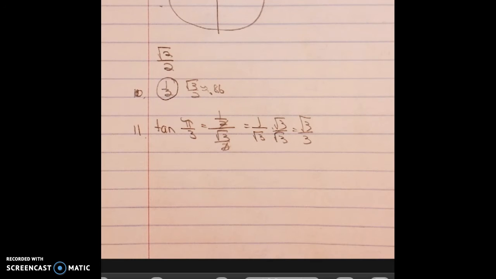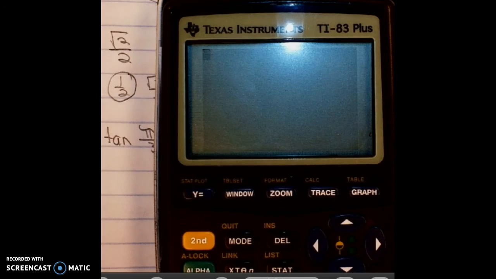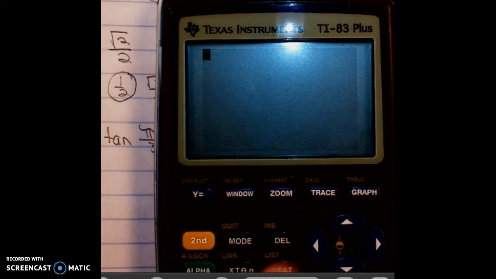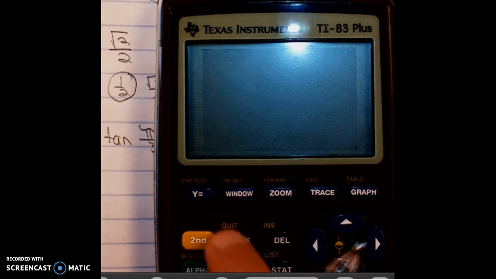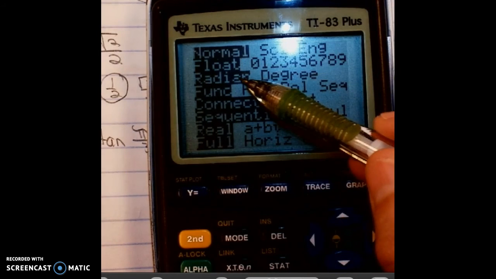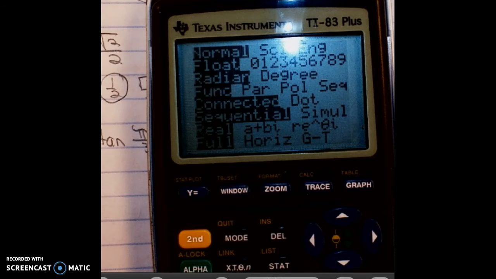Okay, 12 through 17 are on your calculator, so I'm going to grab that. All of these are in your calculator. First thing we need to know, 12, 13, and 14 are all in radians. So I need to make sure when I go to mode, that third one down is in radians, and it is. So now I'm literally just going to type it in.